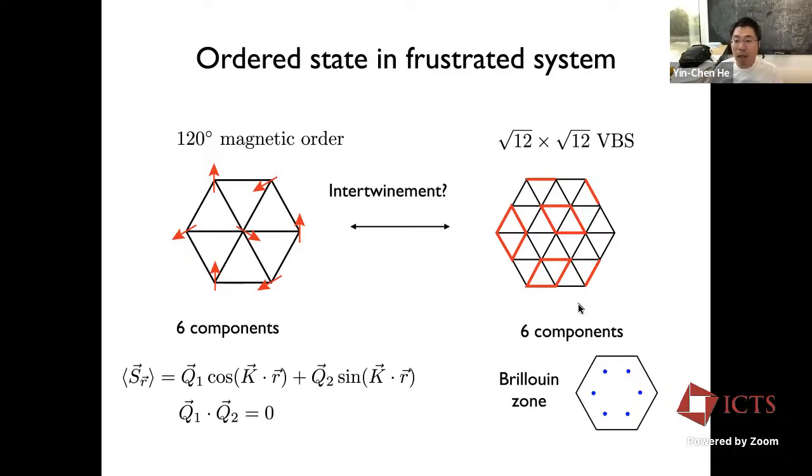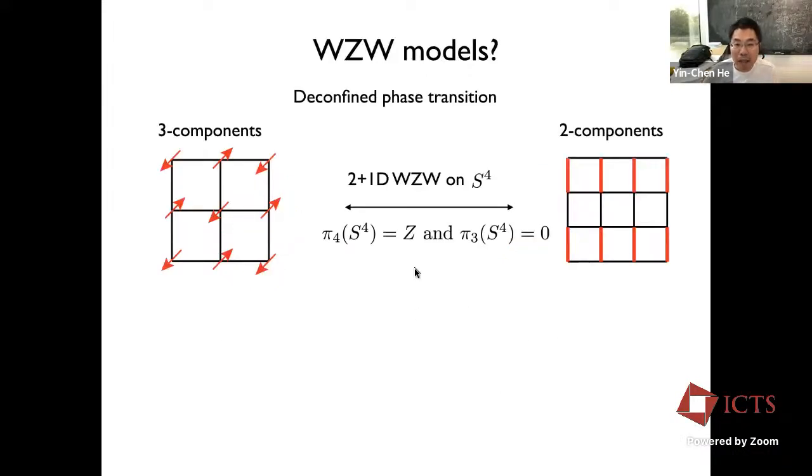Okay, so now the idea is very straightforward. Let's say we intertwine them together or make them compete, what will happen? Can we get something similar to the 1+1D Heisenberg chain or the deconfined criticality? As you know, for deconfined criticality, we have this 3-component collinear magnetic order and this simple valence bond solid, which is 2-component. Then we get a 5-component vector. We put it on a 4-sphere, and then everything works, right? We get the right homotopy group so that I can define a Wess-Zumino-Witten model.